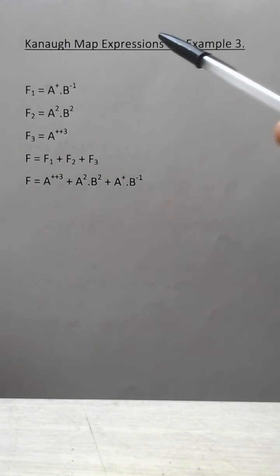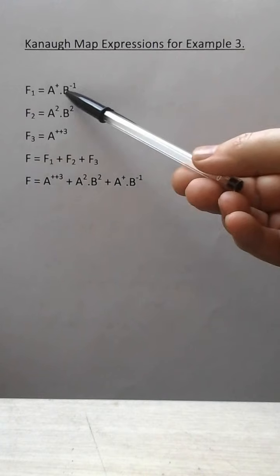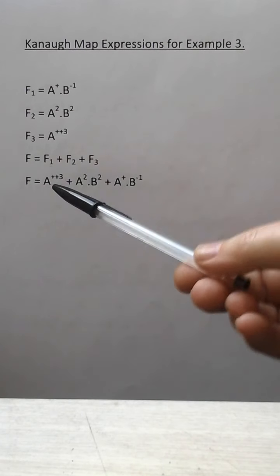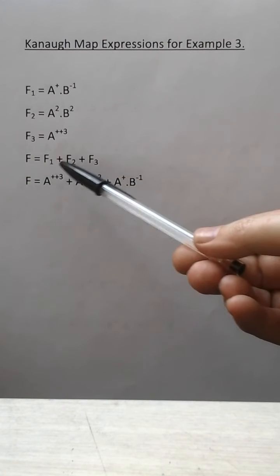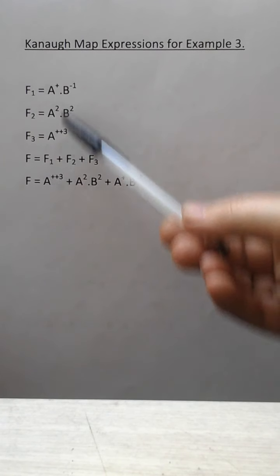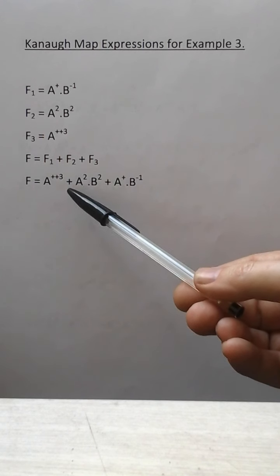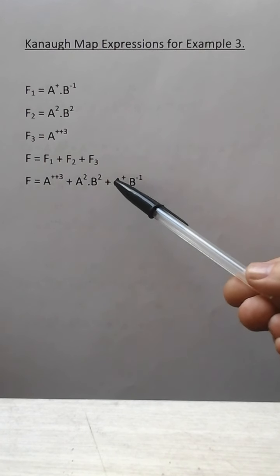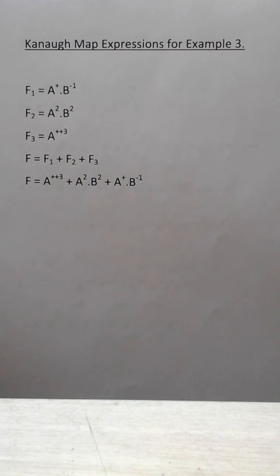So here we have the Karnaugh map expressions for example 3. F1 is that, F2 is that, F3 is that. F equals F1 max F2 max F3, and so F is just the maximum of these values: A plus plus 3 max A2 min B2 max A plus min B minus 1.